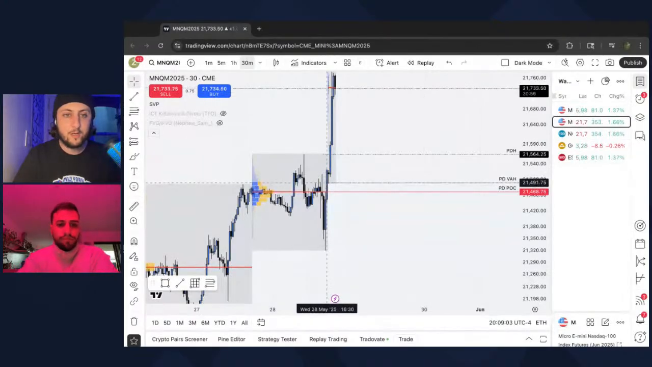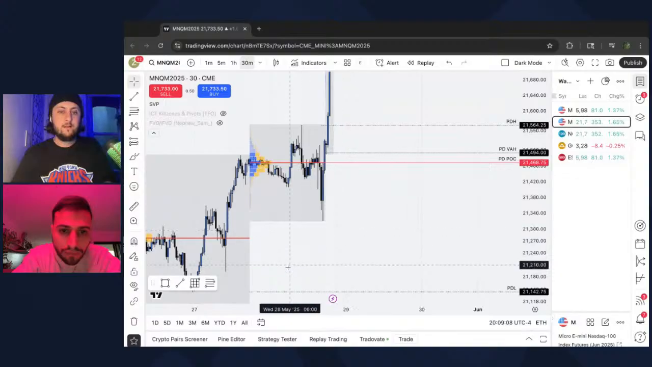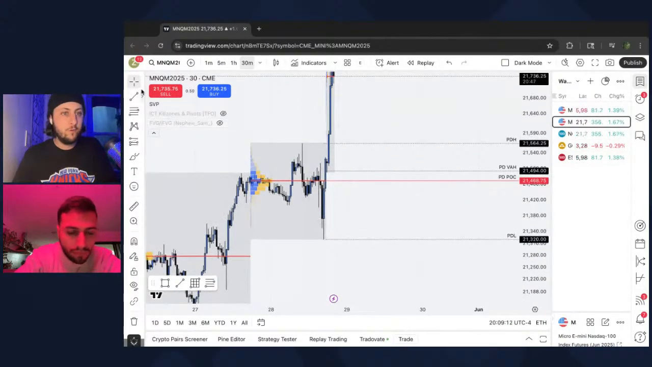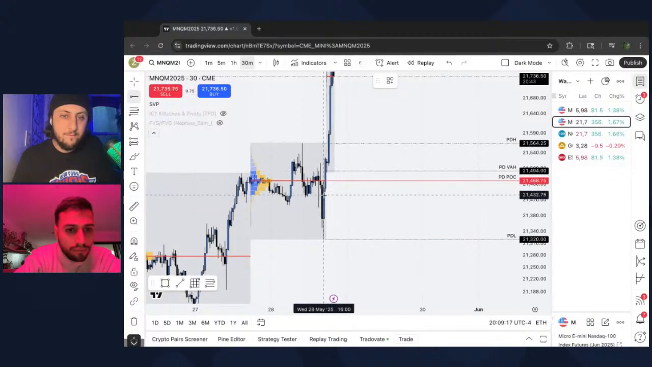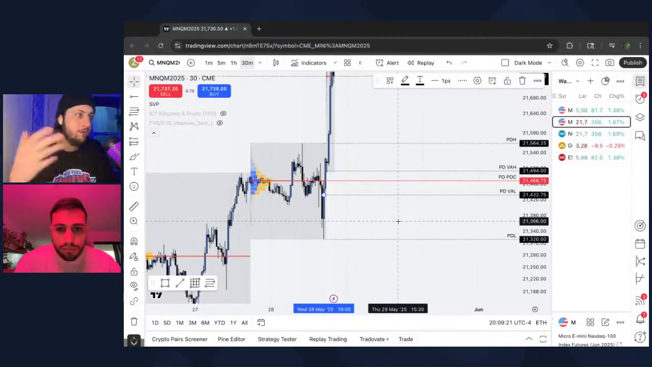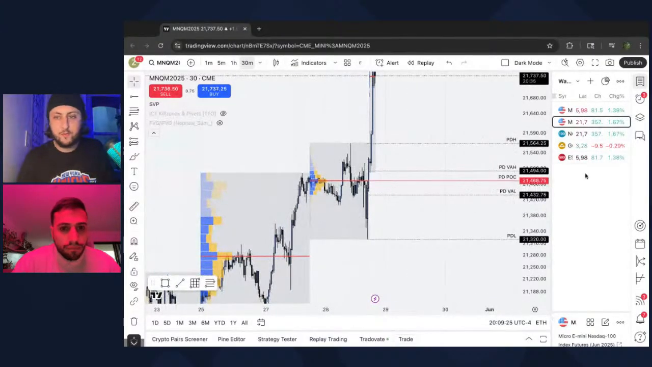But this is what I do every day when I'm starting off and getting my analysis in. I mark the value area high of the previous day, the point of control, the value area low, and the previous day's low and high, of course. Those are pretty much my intraday key levels. Then I'll zoom out and look for fair value gaps on the 4-hour, daily, 1-hour, whatever, and start to zoom into the price action.